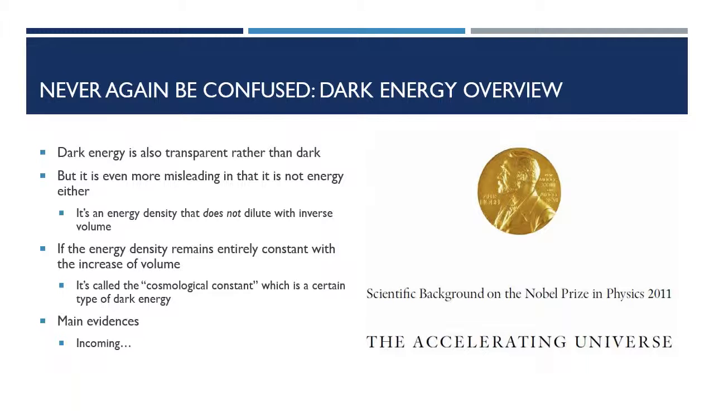And it was something that was proposed and put into the equations of general relativity, at least the simplest form of dark energy, which is where its energy density remains constant with the increase of volume. And if it's constant, then it's called the cosmological constant, which is what Einstein added to his equations to keep the universe from collapsing upon itself. And what are some of the main evidences, and how did we end up with a Nobel Prize being awarded for the discovery of this dark energy density?